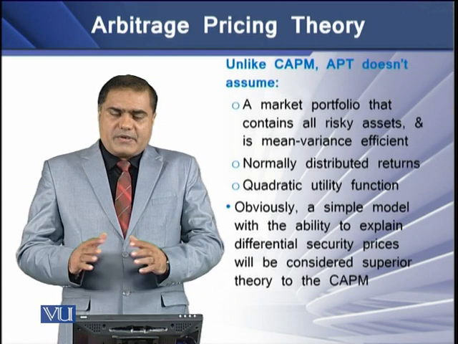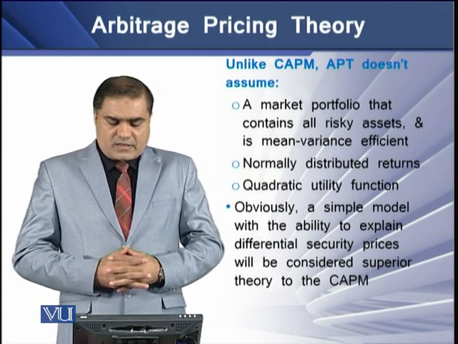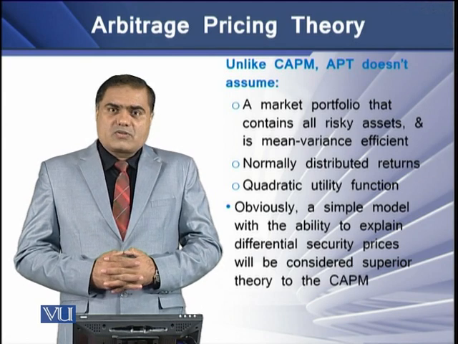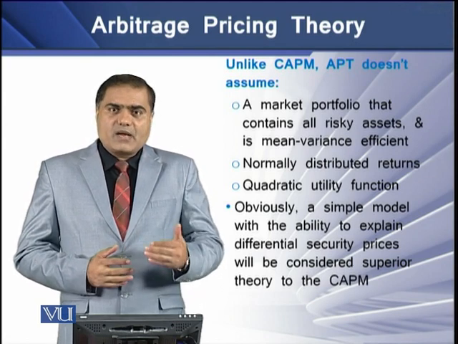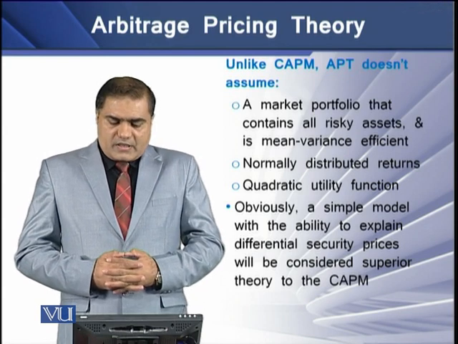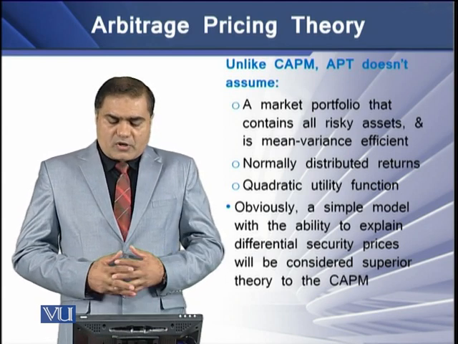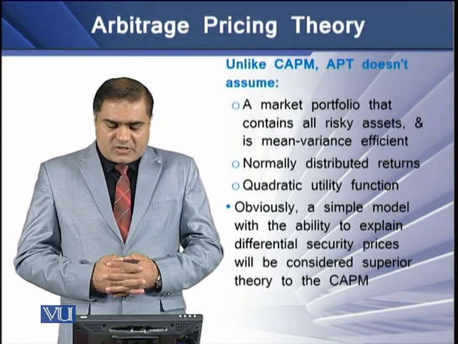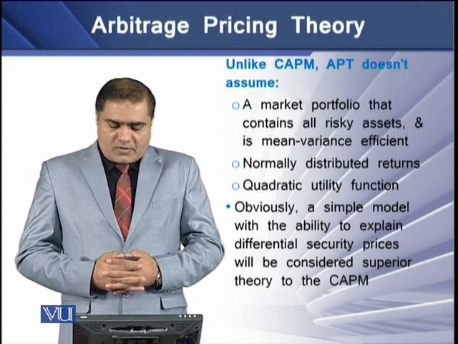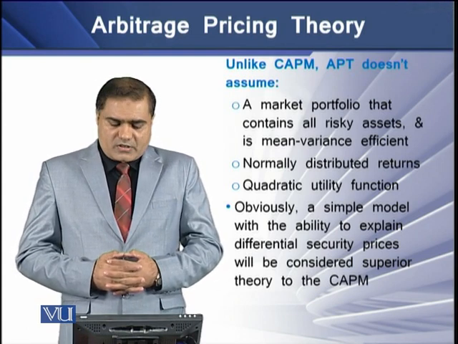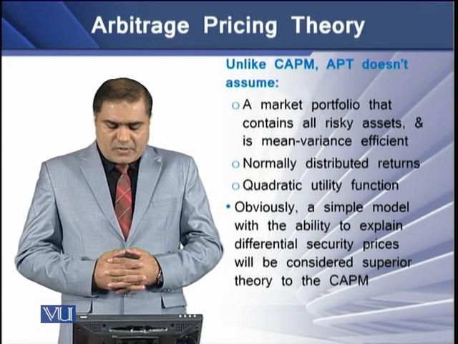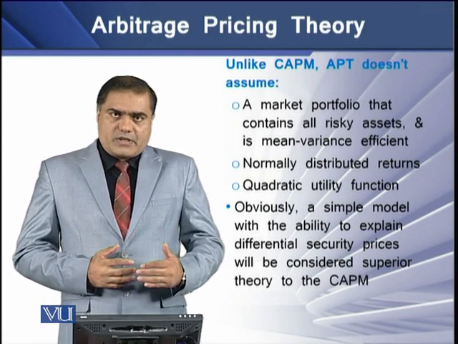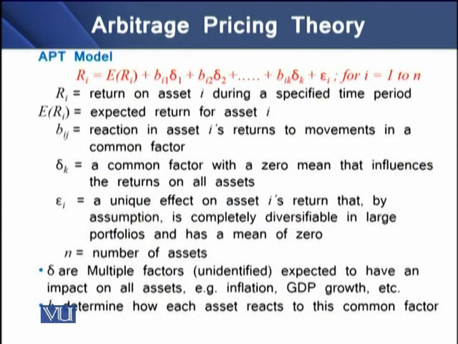Unlike CAPM, APT does not assume certain other things, like a market portfolio that contains all risky assets and is a mean variance portfolio. The APT also does not assume normally distributed returns. It does not assume a quadratic utility function. So obviously, a simple model with the ability to explain differential security prices will be considered a superior theory to the CAPM theory. On the screen, you can see the APT model, in which we have certain factors.